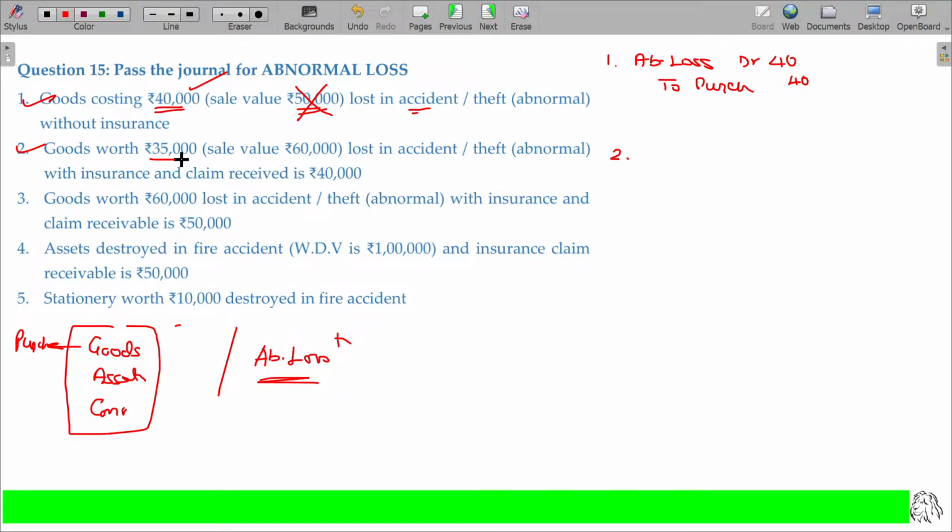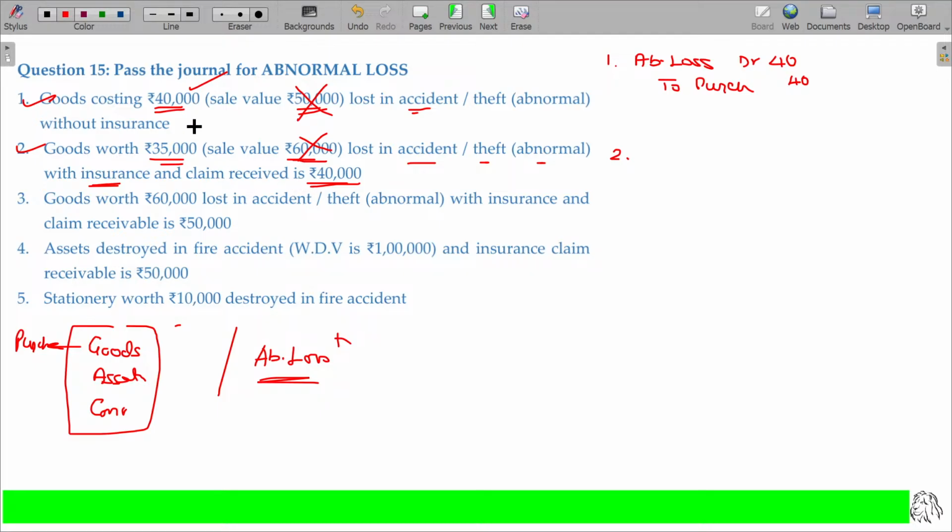Goods worth rupees 35,000, sale value 60, lost in accident or theft, abnormal. So sale value is not required. With insurance, we have insured. Any loss happens, we can get the claim from the insurance company. We have insured, and we receive the claim of 40,000 rupees. If it is insured, the claim receivable will be handled separately. Abnormal loss part is separate and insurance claim receivable part is separate.